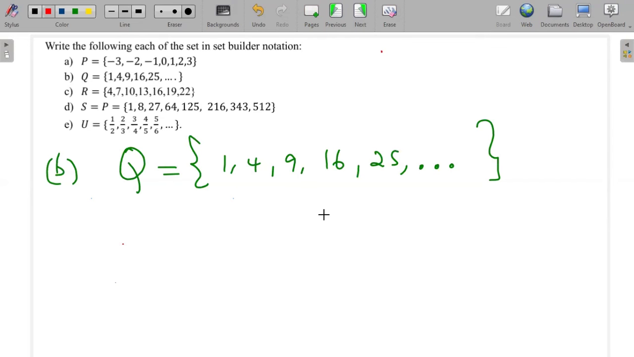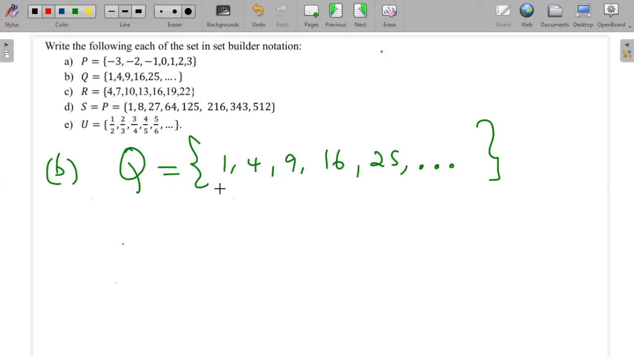So this is a set of squares, and these squares are actually perfect squares, because they're just squares of the natural numbers. Squares of natural numbers are actually perfect squares. All right, so now how do we write them in descriptive or set builder notation?